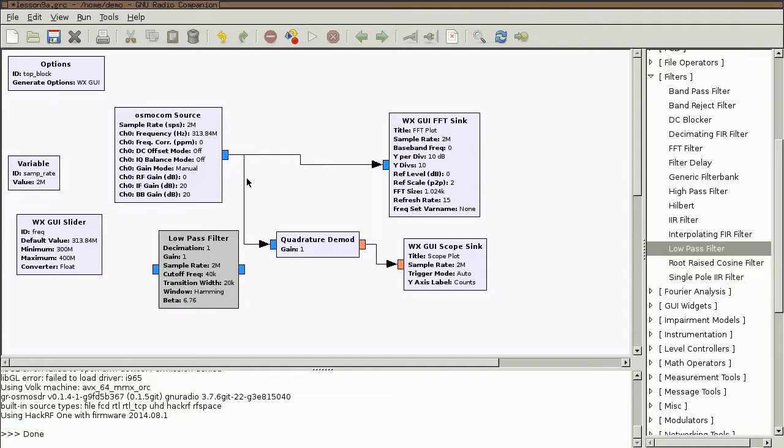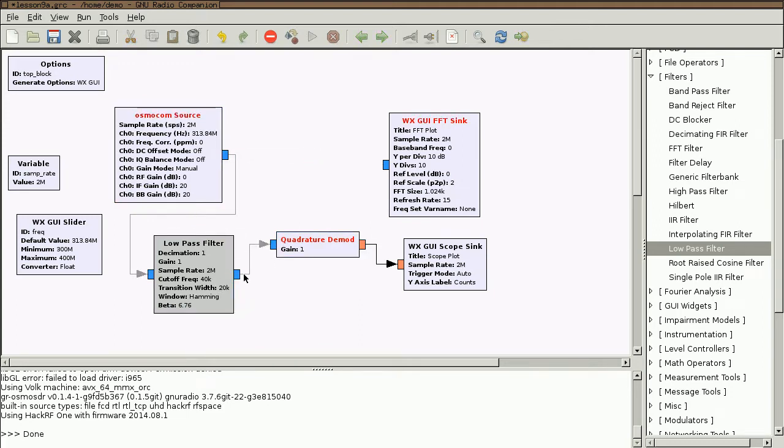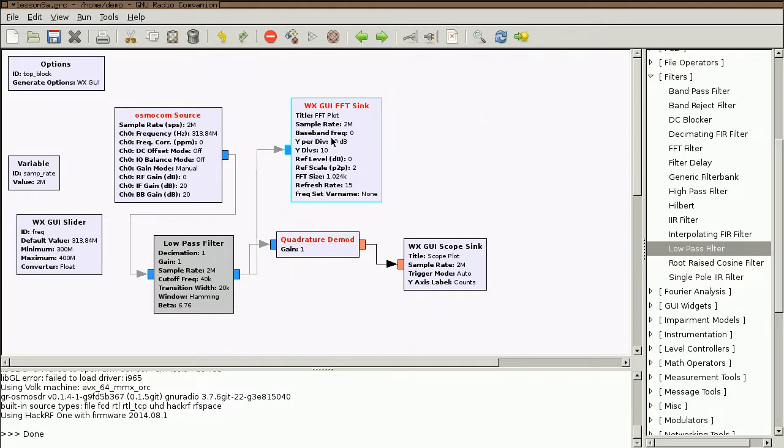And I'm going to insert this low pass filter between the Osmocom source and quadrature demod. And I'll also use its output for my FFT sink so that we can visualize what effect the filter has. Then I'll enable my filter by plugging it in or hitting the E key. And let's see what happens here.